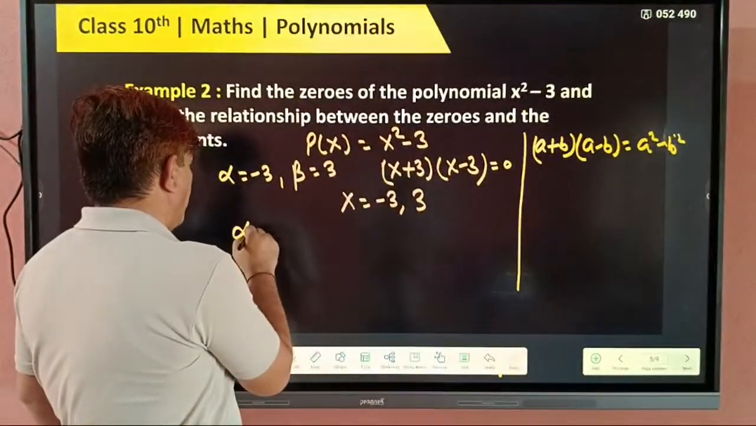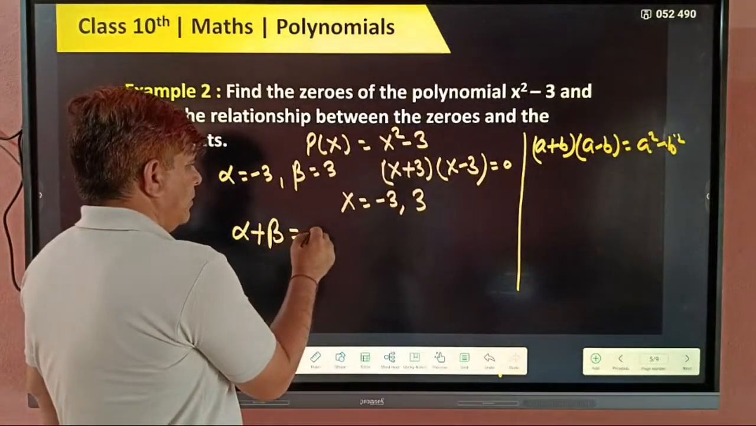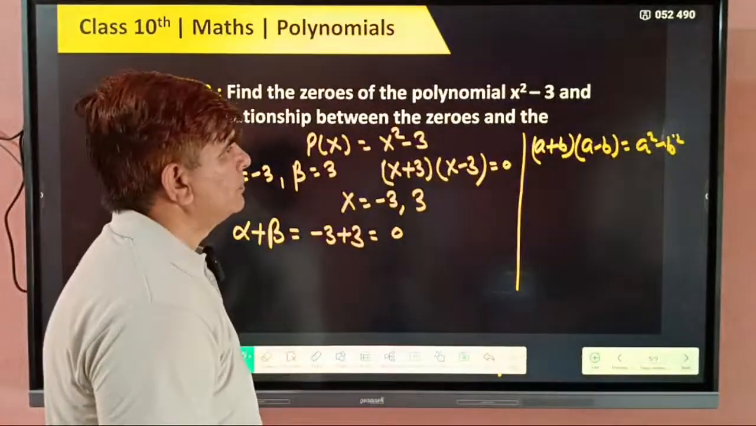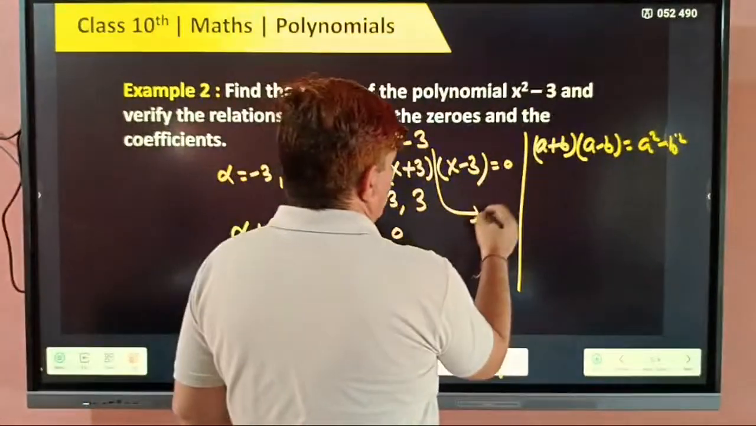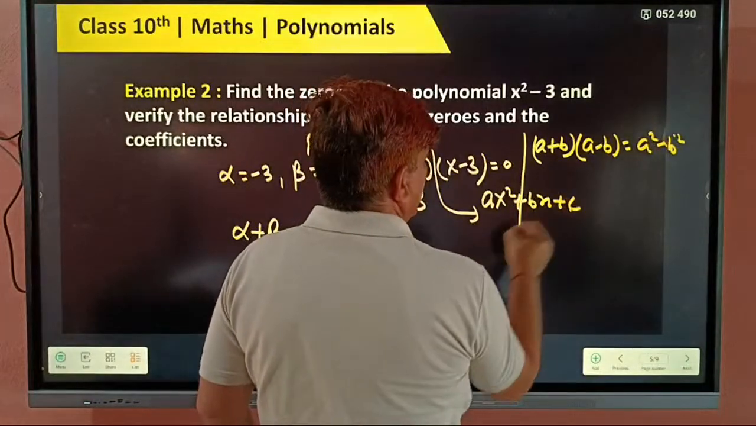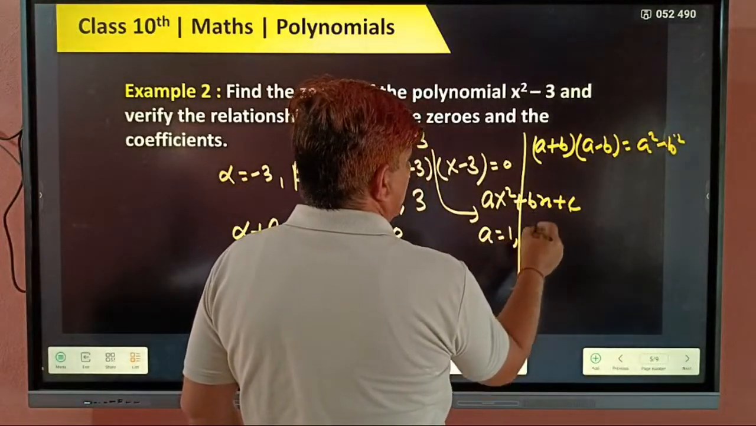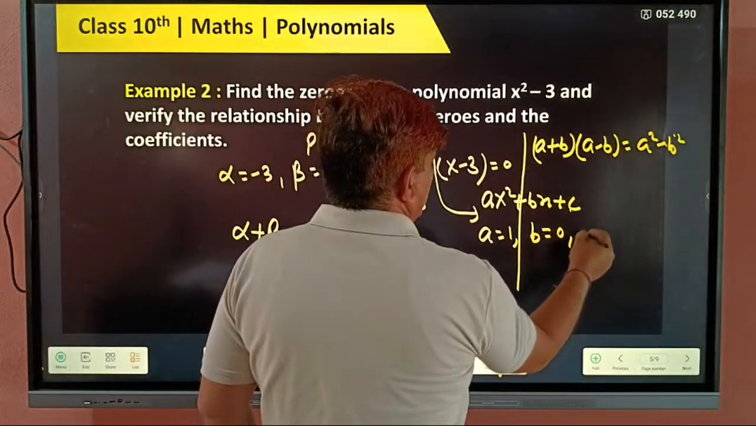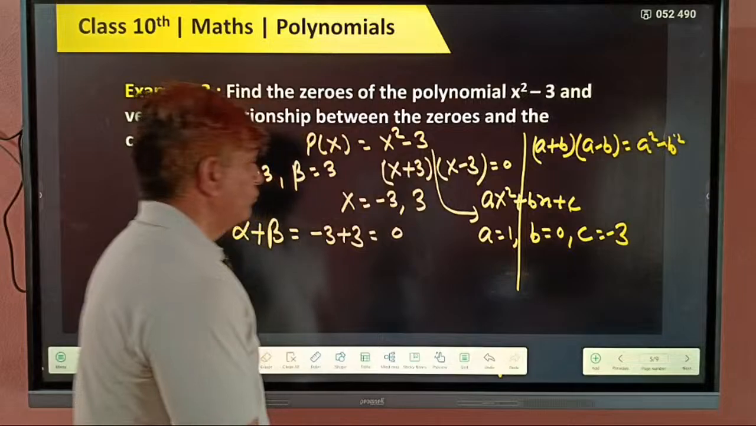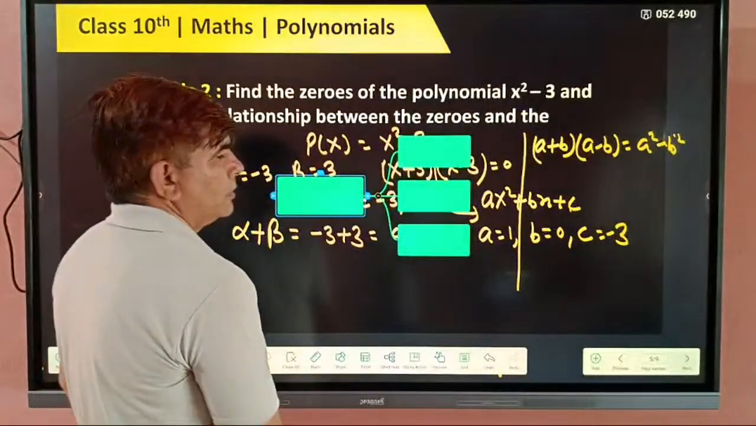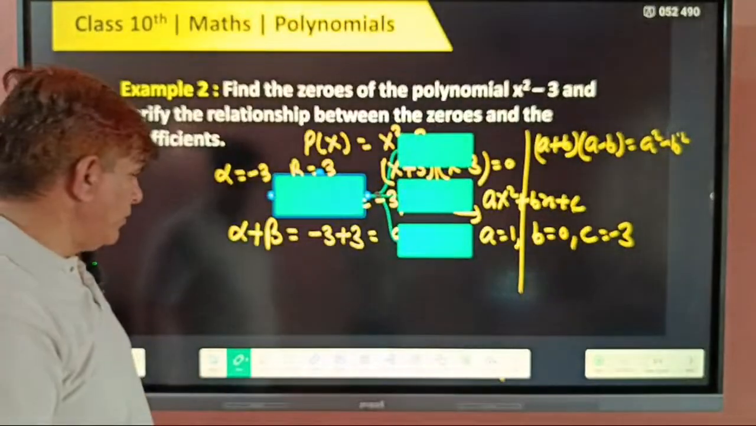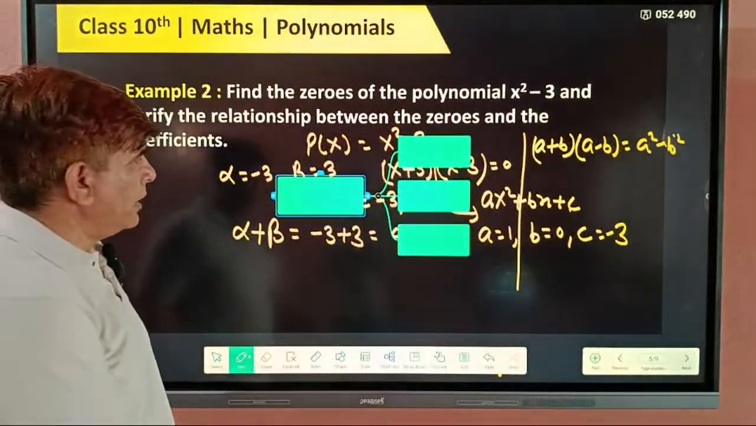So what's your alpha plus beta? Minus 3 plus 3, 0. So if you compare this with ax square plus bx plus c, what's a here? 1, b is 0. What's your c? It is equal to minus 3. So 0, how can we write? So we can write it like this.